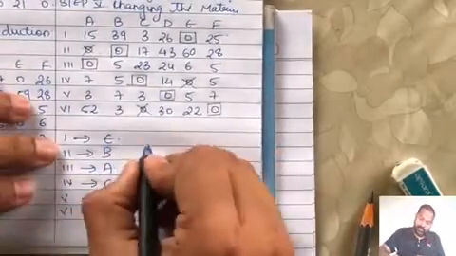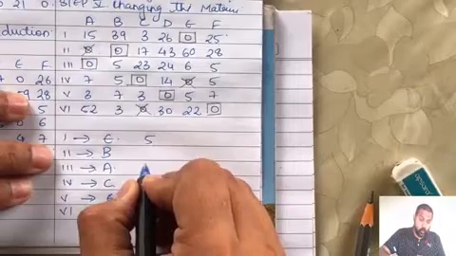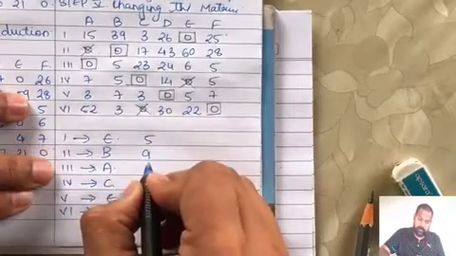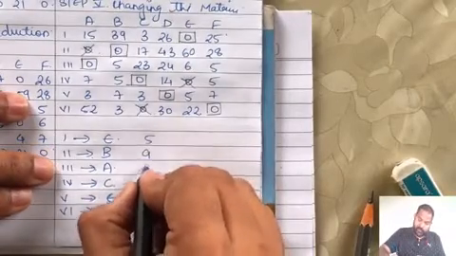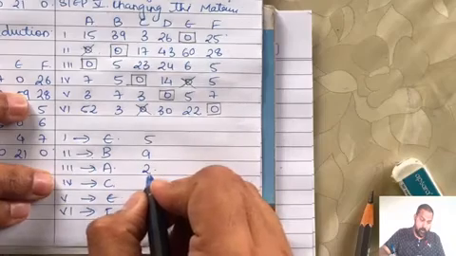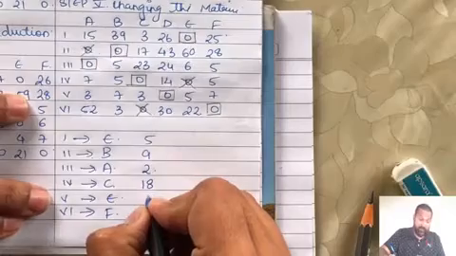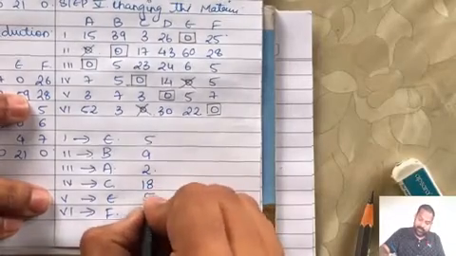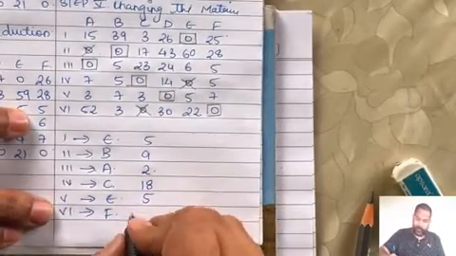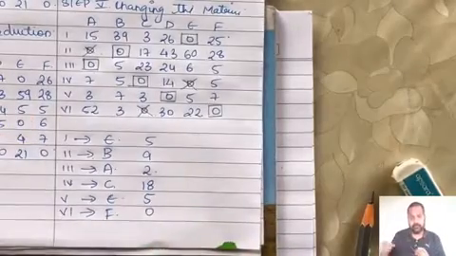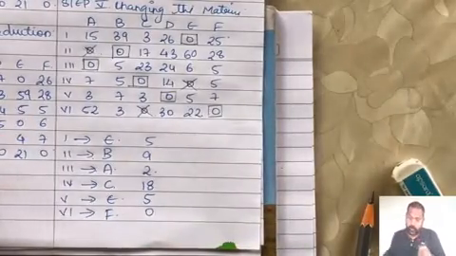1 going to E is 5. 2 going to B is 9. 3 going to A is 2. 4 going to C is 18. 5 going to E is 5. And 6 going to F is 0. That's it. What is the total?